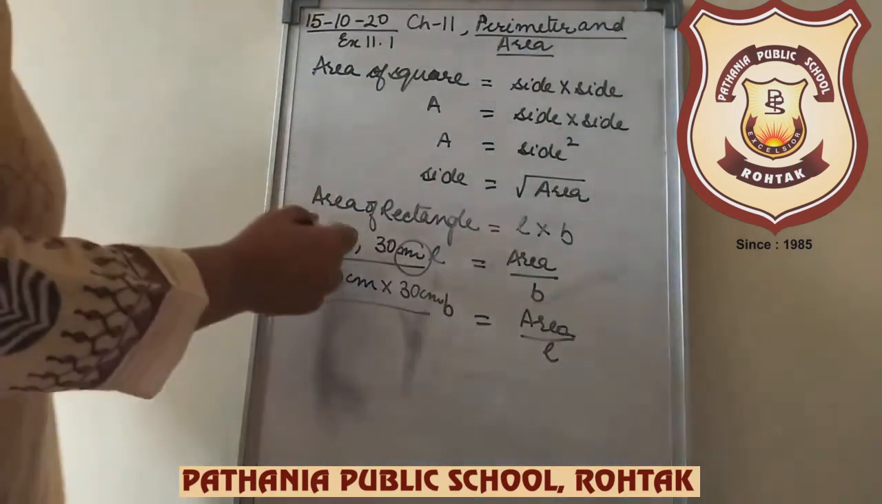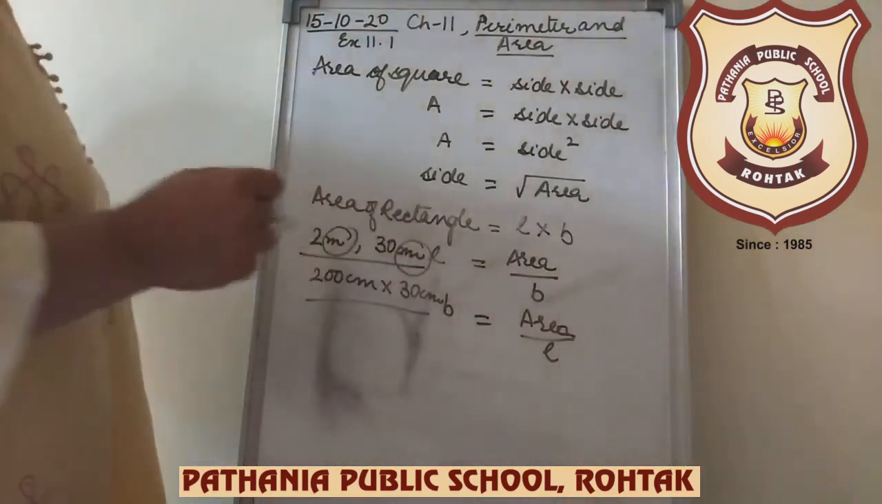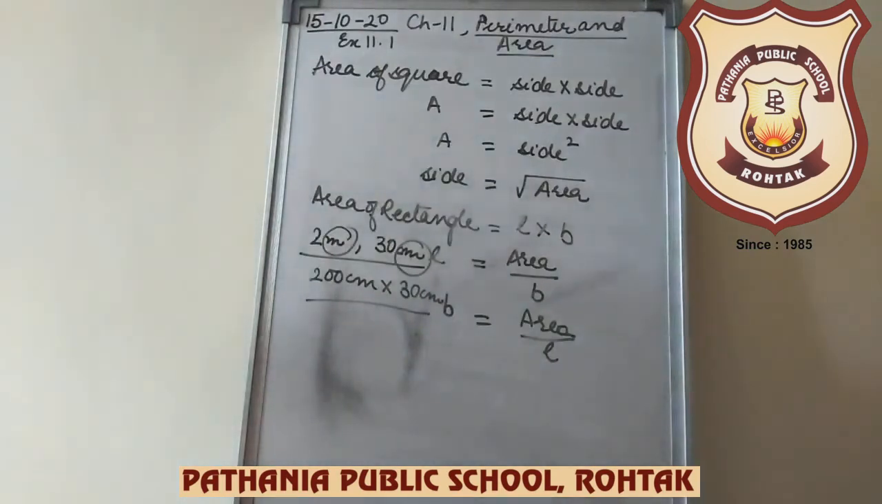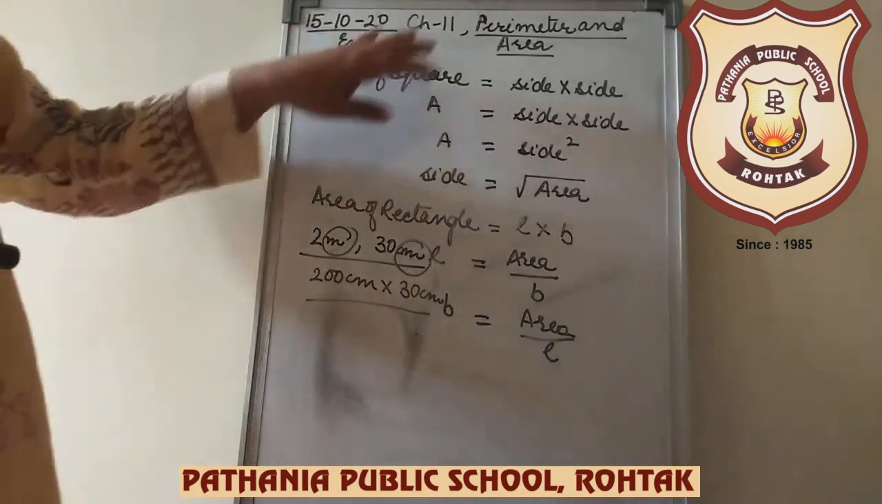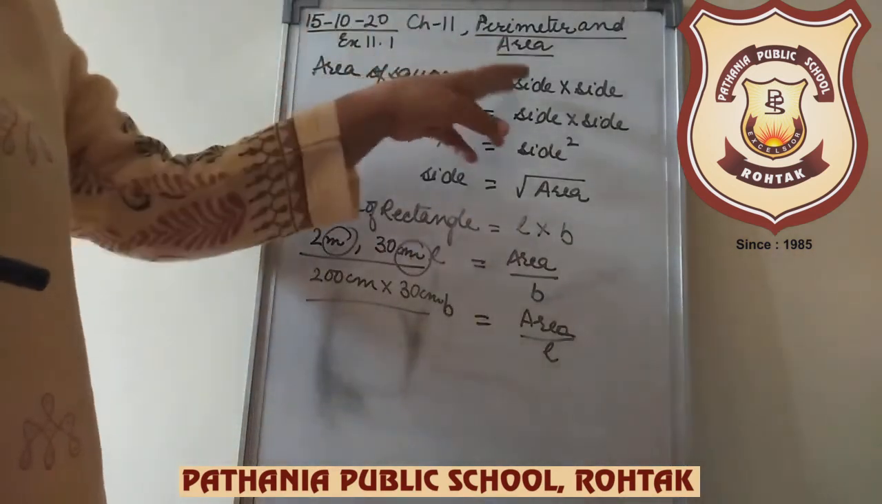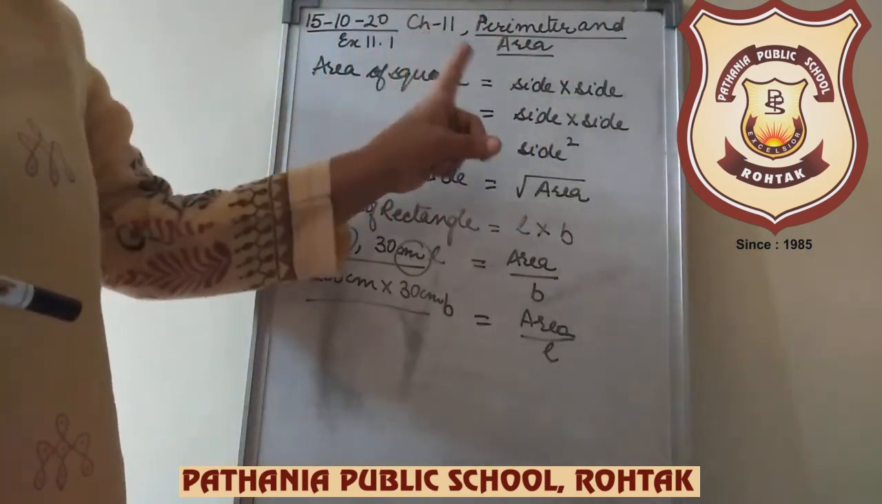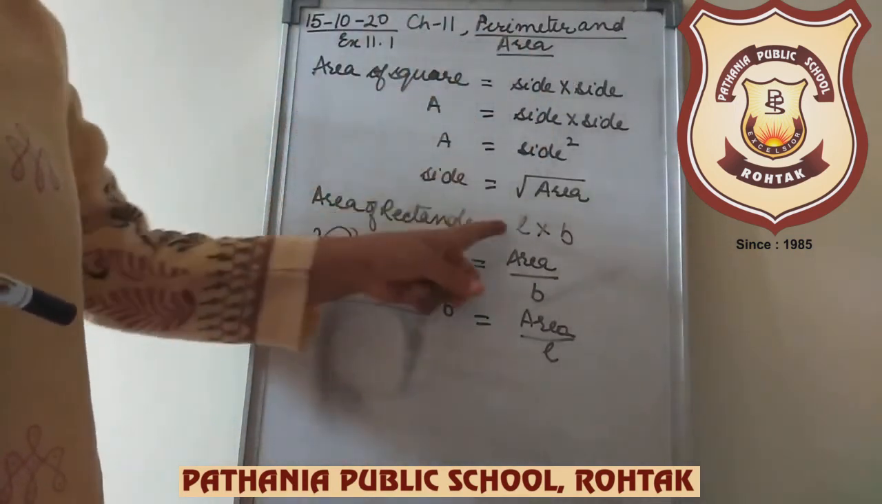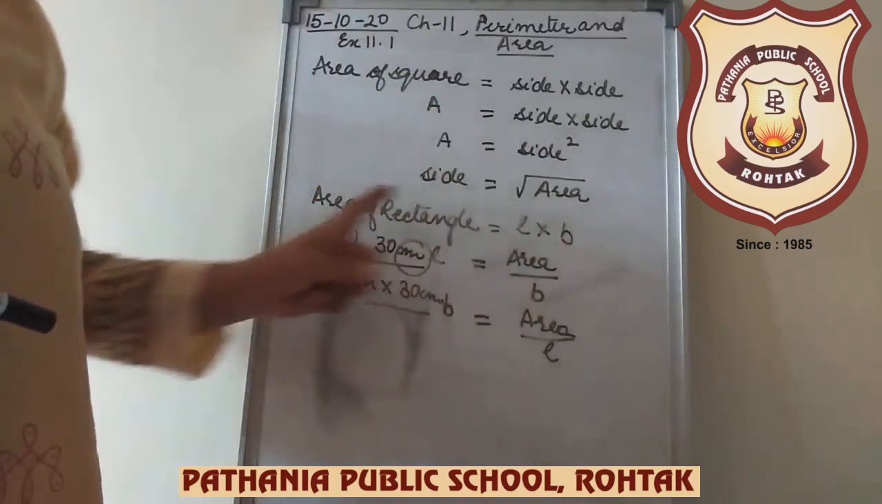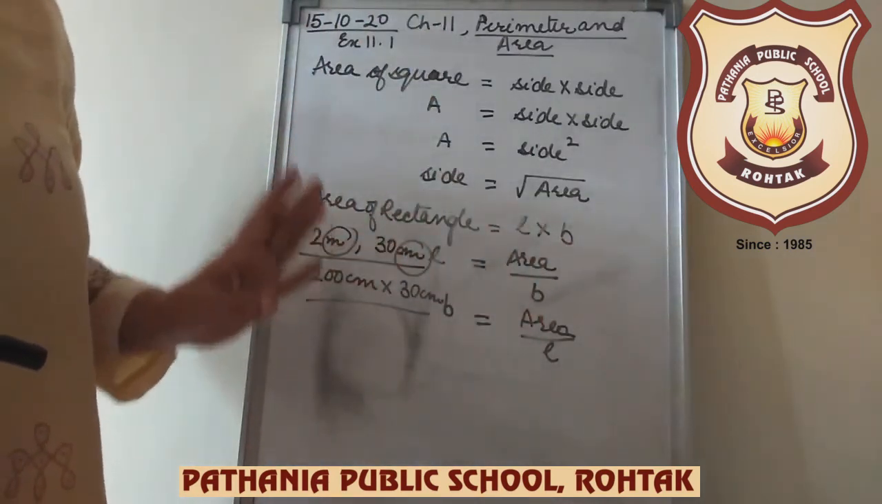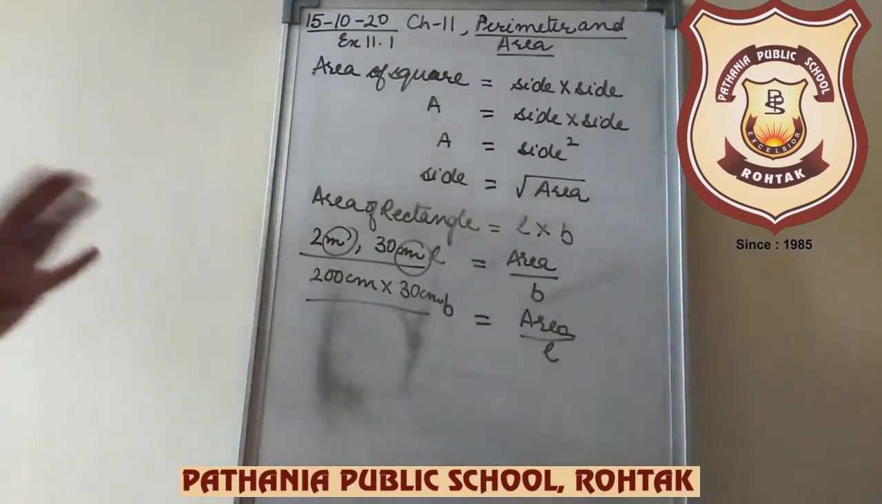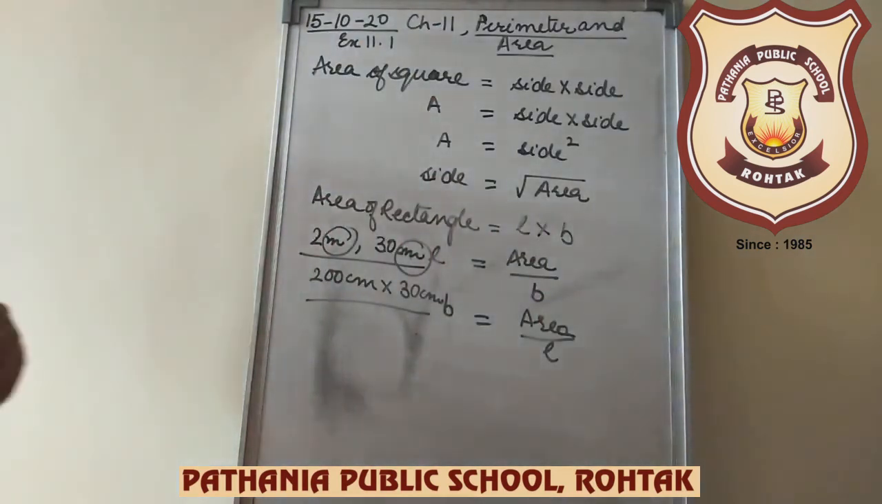So, this thing is very important, the units. If the units are not the same, you cannot calculate the area, because in square the answer is going to come in that unit, because only one length, that is the side, is needed. But in rectangle you have two lengths, so their units have to be the same, otherwise you cannot solve it. Okay.